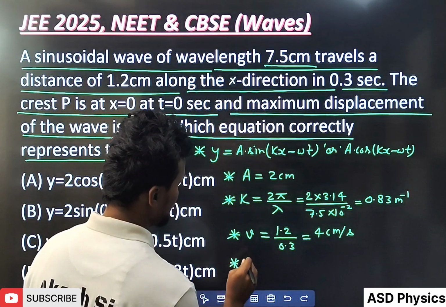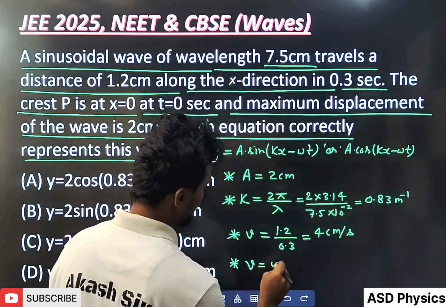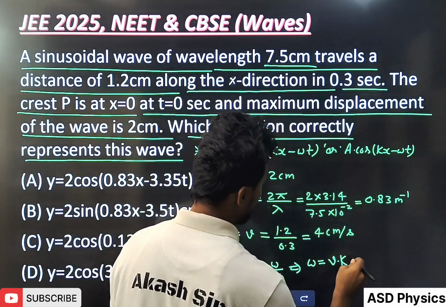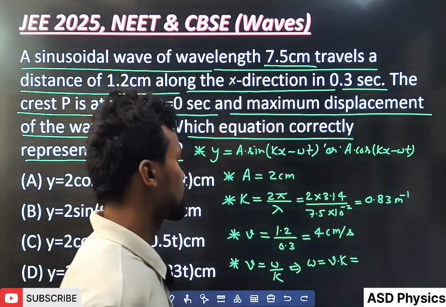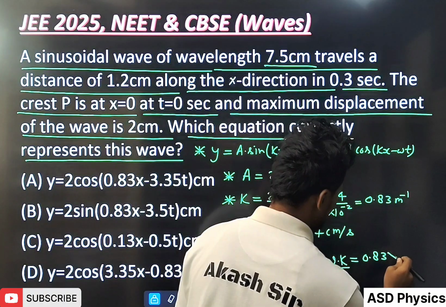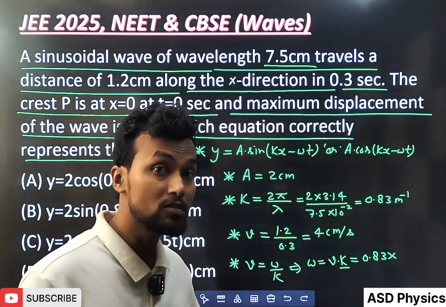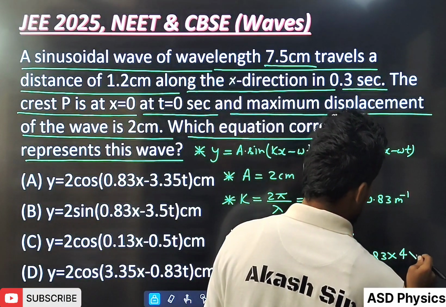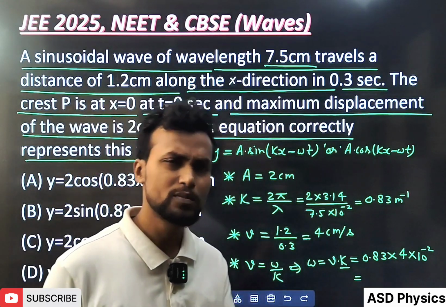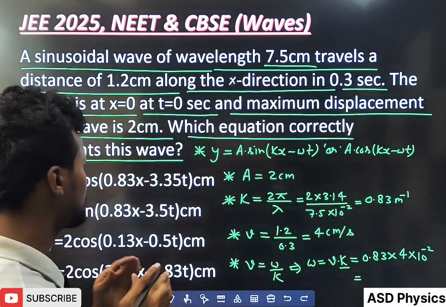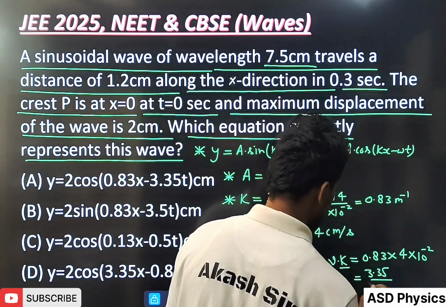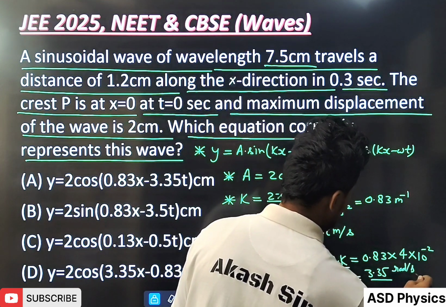Okay, next one, remember that we know V equal to omega by k. So from here, omega is V into k. So what is the value of k? You know very well, 0.83. This is the value of k in meter inverse. So this we also have to convert into meter. So we can write 4 into 10 to the power minus 2, which means 0.04. So when you simplify this, it will come 3.35, and we can say radian per second.